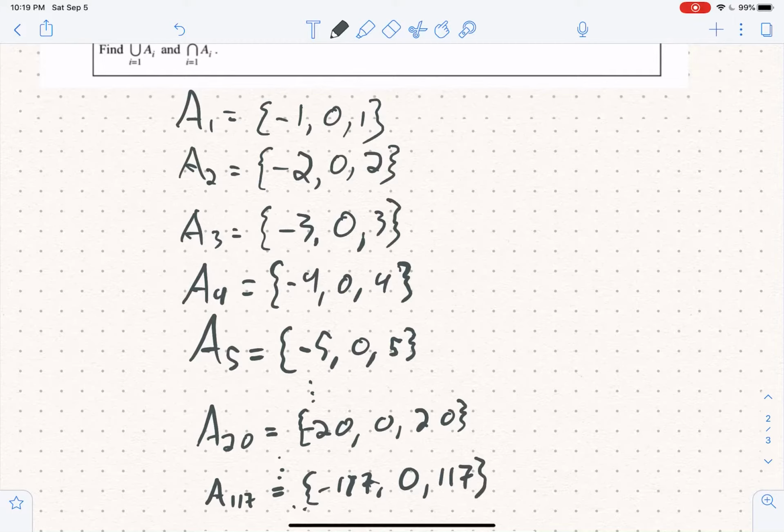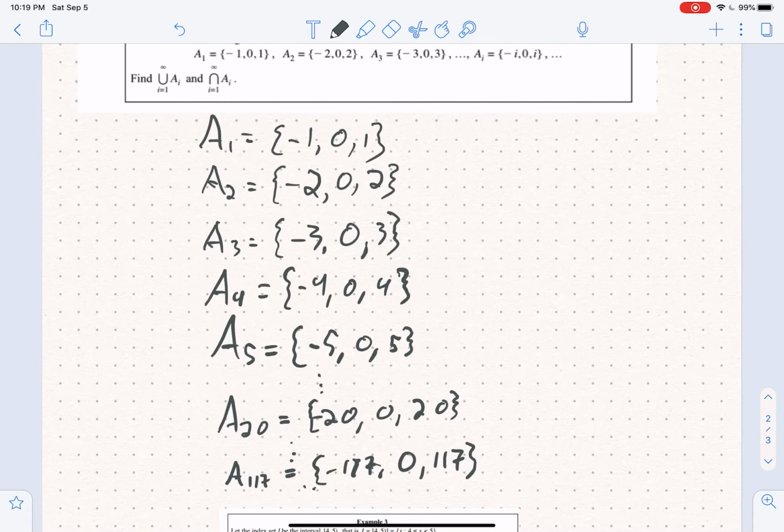Now, how many of these sets are there? Well, it keeps going, which means that as far as you can count, you're going to get these sets. There is one of these sets for every natural number: 1, 2, 3, 4, 5, 6, 7, 8, ... on forever. And that means that there are infinitely many of these sets altogether.